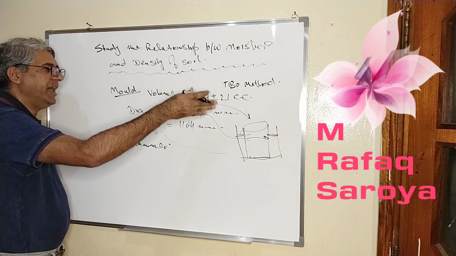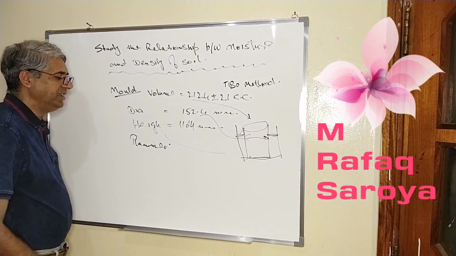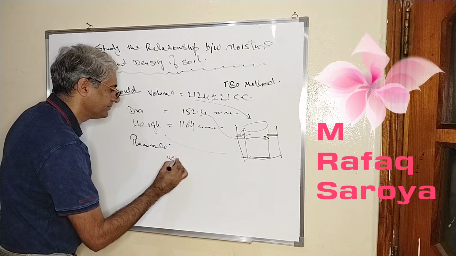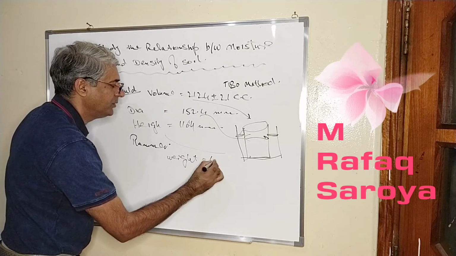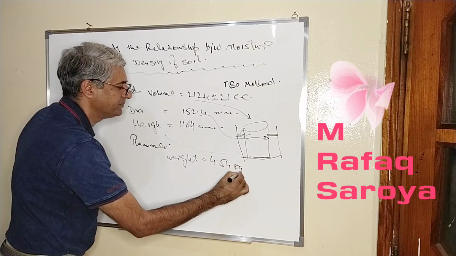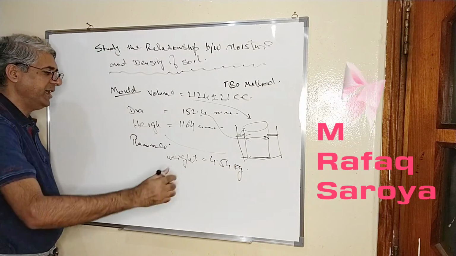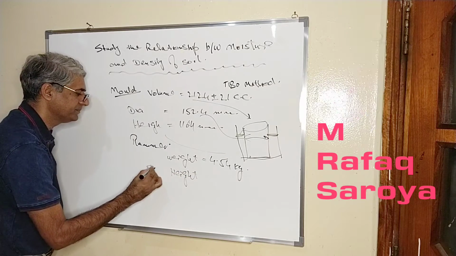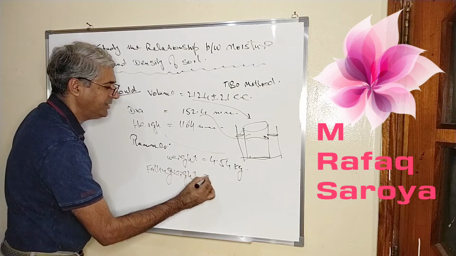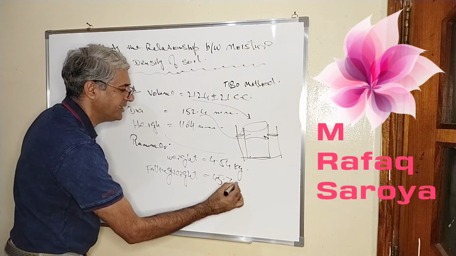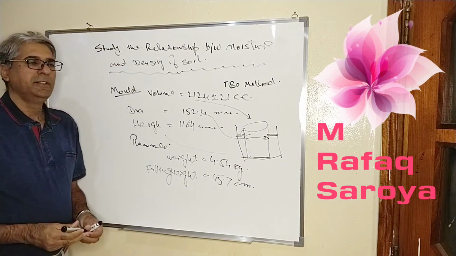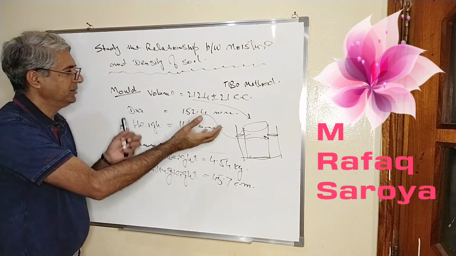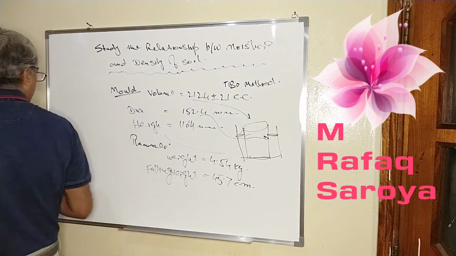The soil or the aggregate base course is being compacted with the help of this rammer. Now I will give you the introduction about this rammer. Weight 4.54 kilogram, and it is made to fall from a certain height. The falling height is equal to 45.7 centimeter. So this is just a brief introduction about these parts.